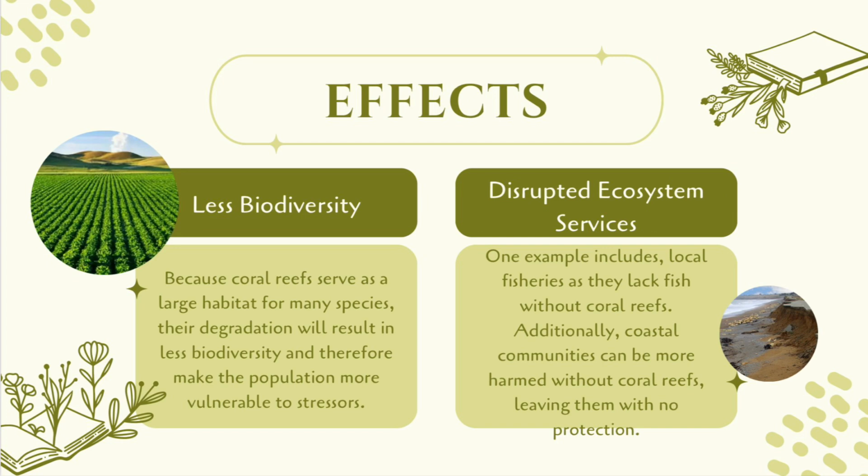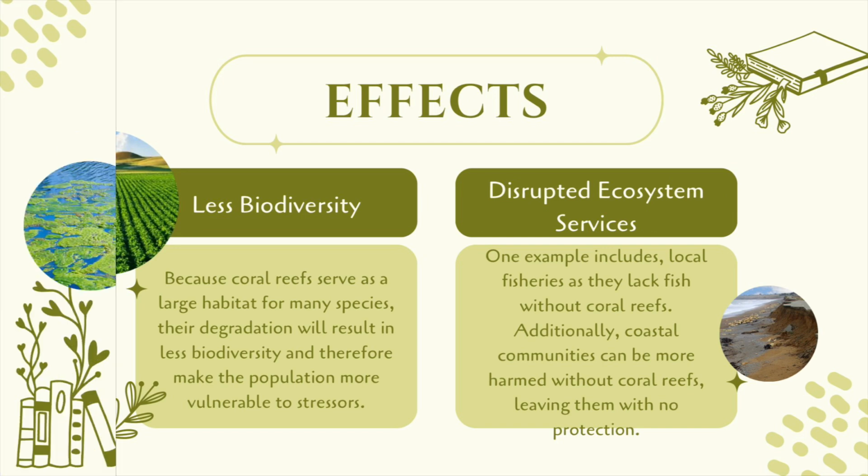We also see disrupted ecosystem services. One example includes local fisheries. They may lack fish without these coral reefs, or additionally, coastal communities can be more harmed without coral reefs, leaving them without that protection and that erosion damage that we see in the image to the right.